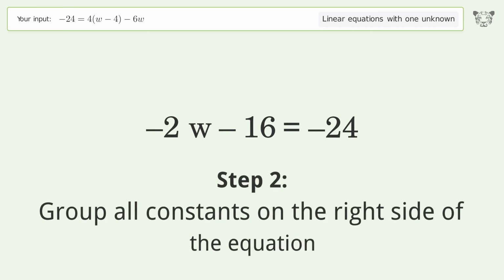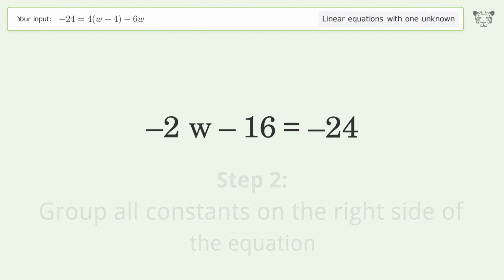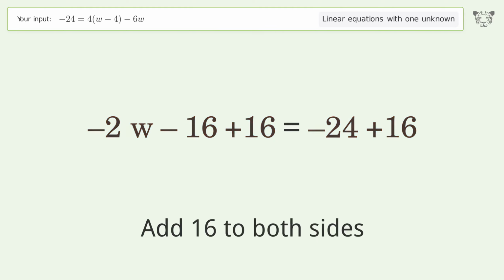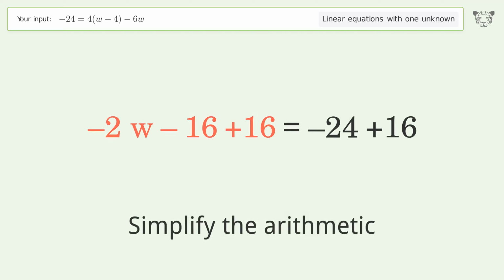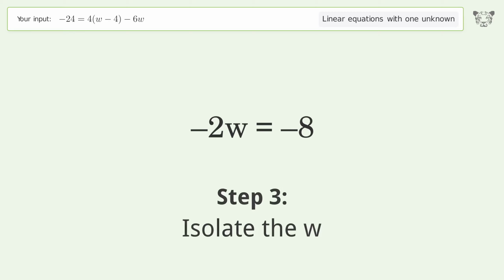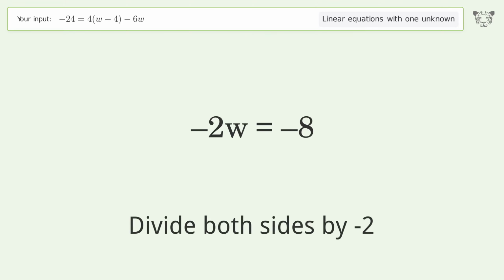Group all constants on the right side of the equation. Add 16 to both sides. Simplify the arithmetic. Isolate the w. Divide both sides by -2.